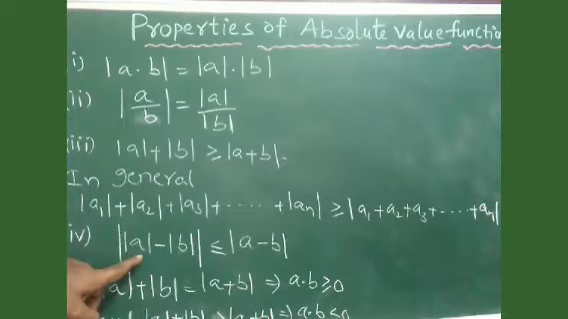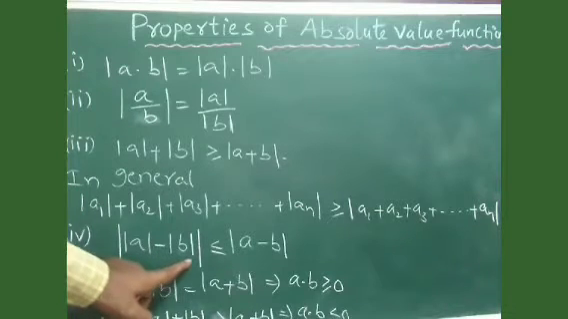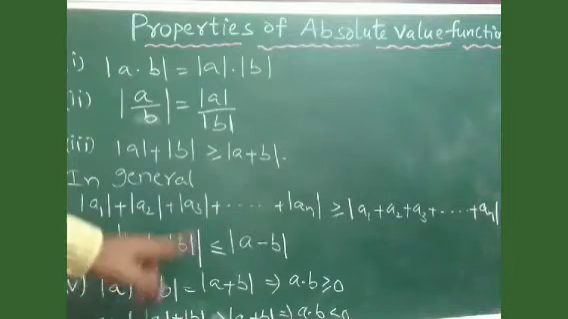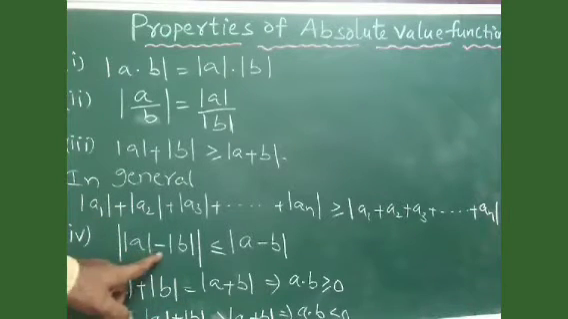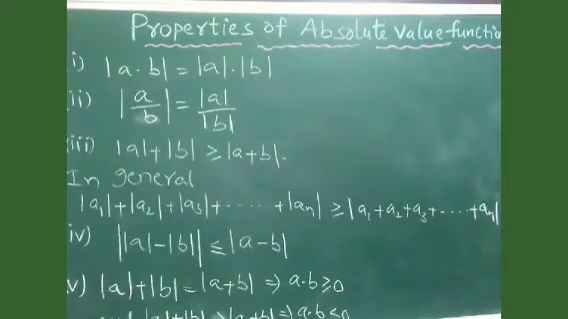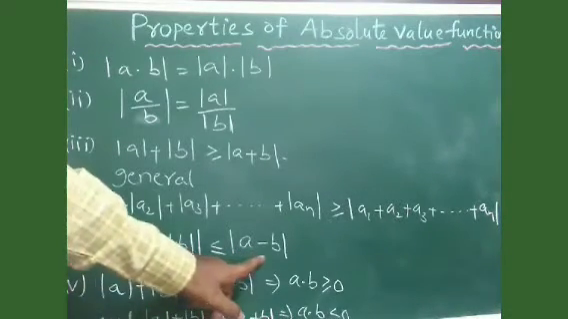Modulus of modulus A minus modulus B. See how to read this. Modulus of modulus A minus modulus B is less than or equals to mod of A minus B.